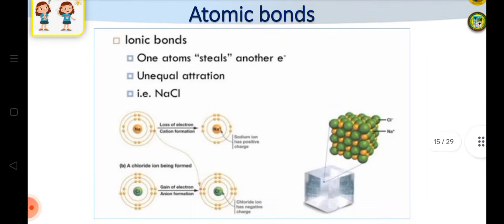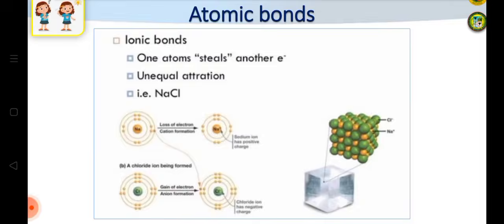Then we have ionic bonds. One atom steals another's electrons, so there is also an unequal attraction. An ionic bond forms when electrons are transferred from one atom to another, creating charged particles called ions. So how does this work? One atom loses electrons and becomes a positive ion.